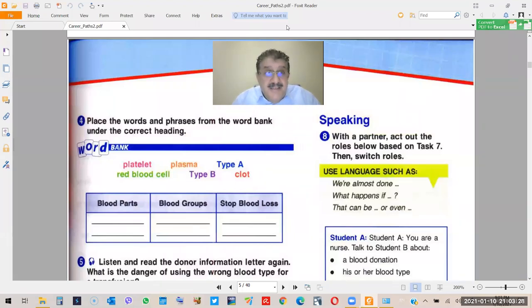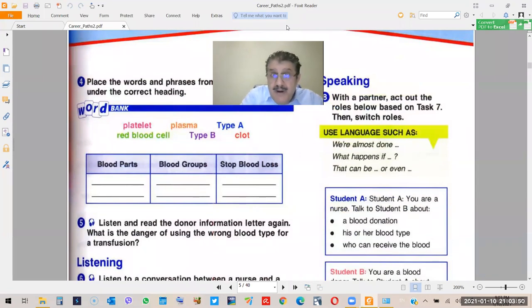Okay, now let's go to question number four here in front of you. We have some words and you have to fill the certain categories with the correct group of words. Place the words and phrases from the word bank under the correct heading. So we have blood parts, the ingredients or the things that make the blood. And we have blood groups, types of blood groups, and stop blood loss. So what are the things that can stop or block the blood loss?